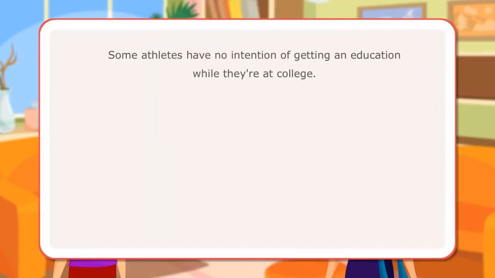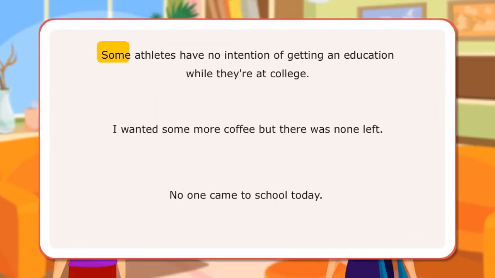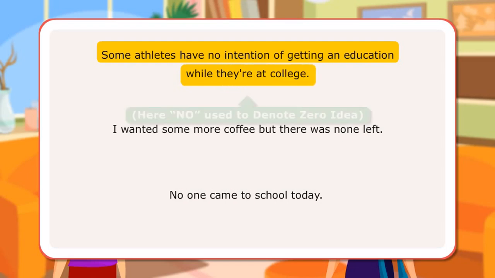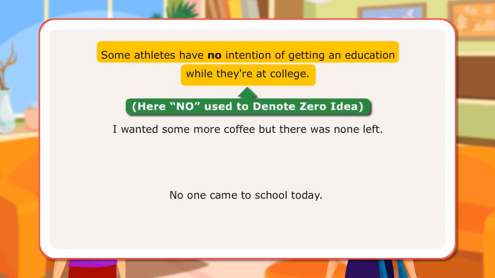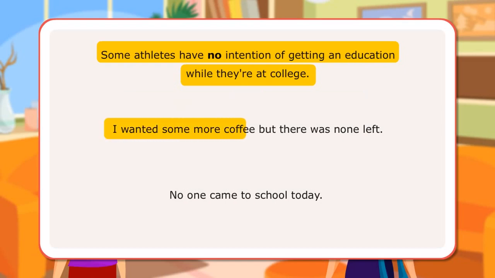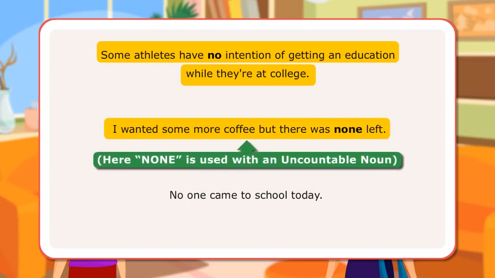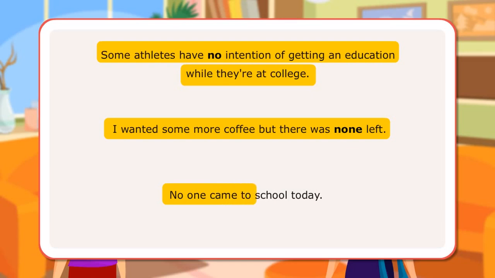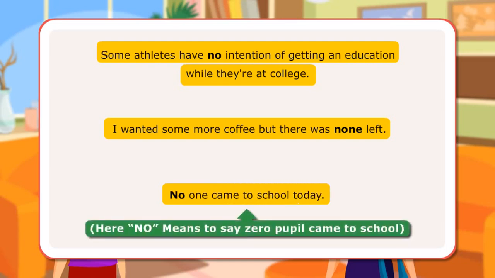Let us look at a few example sentences. Some athletes have no intention of getting an education while they are at college. Here, no is used to denote zero idea. I wanted some more coffee, but there was none left. Here, none is used with an uncountable noun. No one came to school today. Here, no means to say 0 pupils came to school.